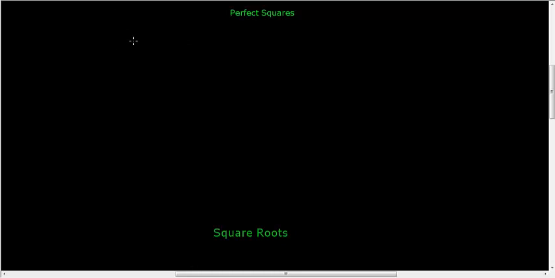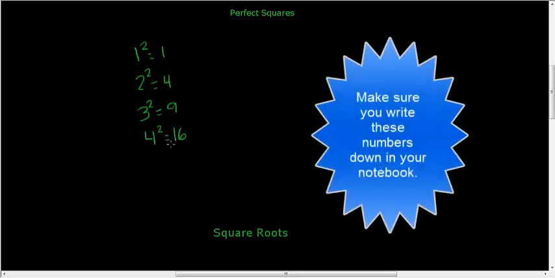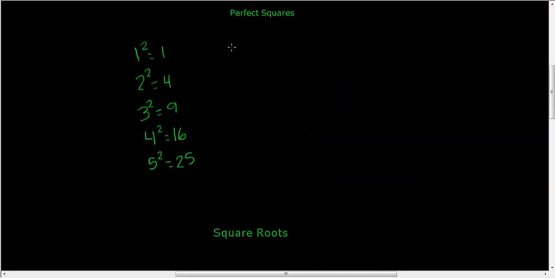Consider the following list. 1 squared is 1, 2 squared is 4, 3 squared is 9, 4 squared, 16, 5 squared, 25. You get the idea. 6 squared is 36, 7 squared, 49, 8 squared is 64, 9 squared, 81, and 10 squared is 100.